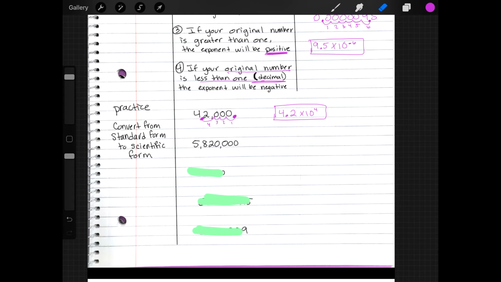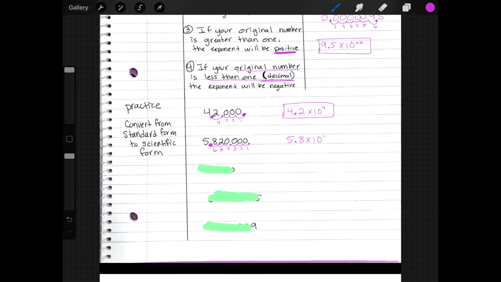5,820,000. So for that one, we have our decimal right here, and we're going to move it so that way the first number will be between 1 and 9. So 1, 2, 3, 4, 5, 6. We'll move it right here. Okay, so we got 5.8 times 10, and let's see, 1, 2, 3, 4, 5, 6. We moved it 6 times, and that 5 million number is bigger than 1, so that 6 is going to be positive as well. So the power of positive 6.